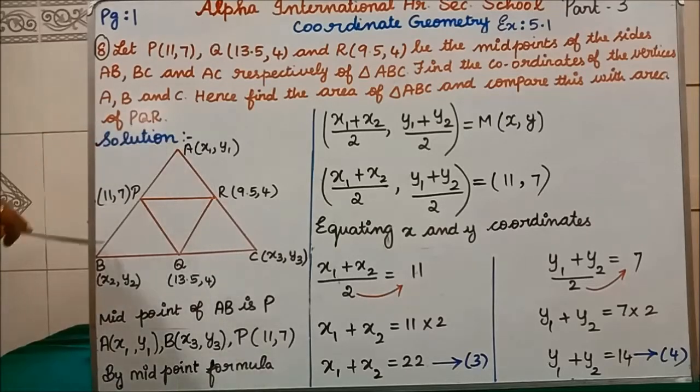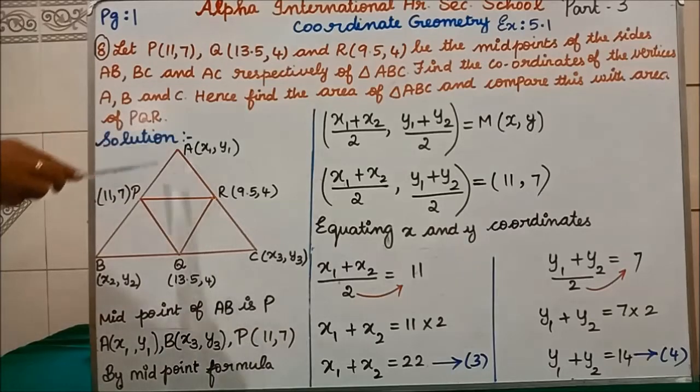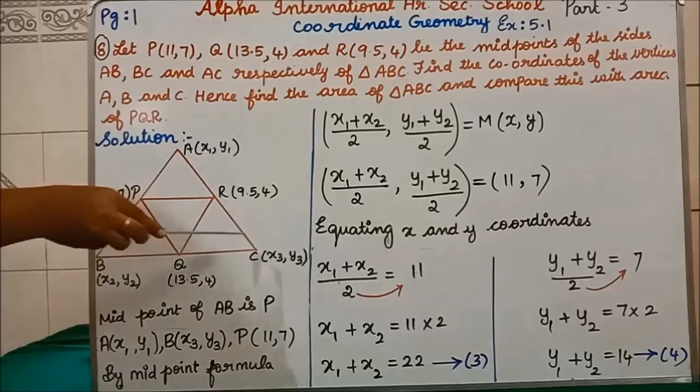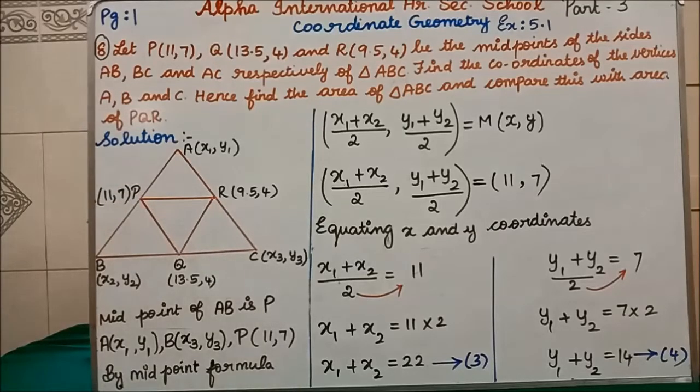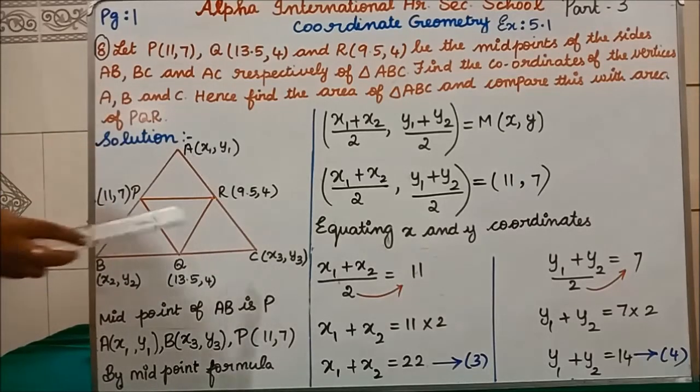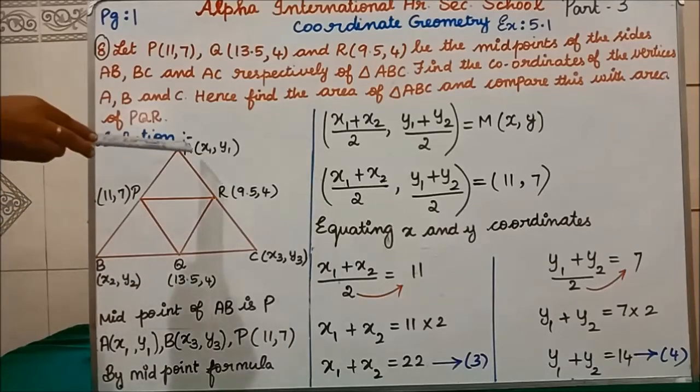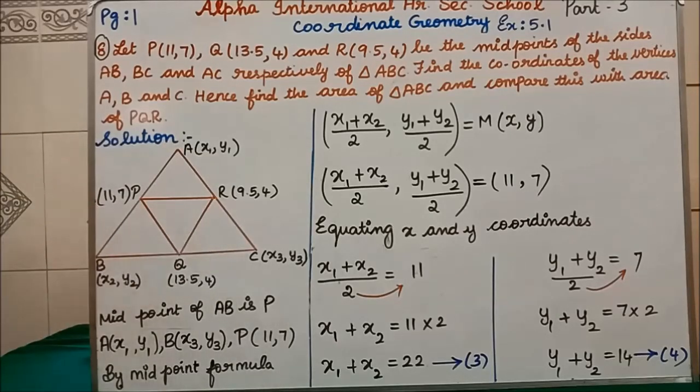First, you are going to draw one triangle and keep the midpoints on the AB side, BC side and CA side. Clear? You keep the dot and write P, Q, R. Find the coordinates of the vertices A, B, C. They have not given the vertices of A, B and C; we have to find them. Hence find the area of triangle ABC and compare with the area of triangle PQR.